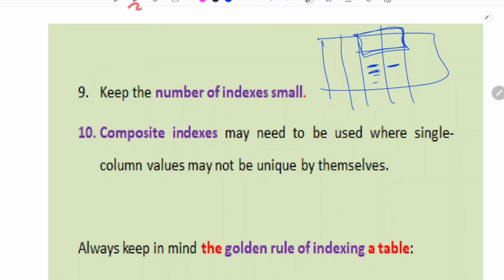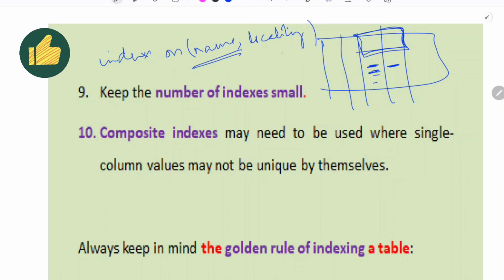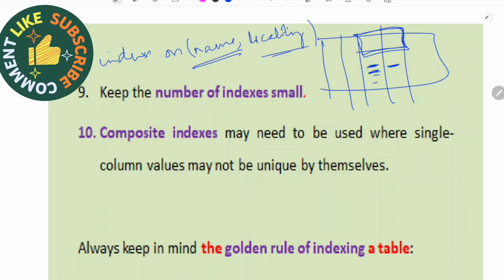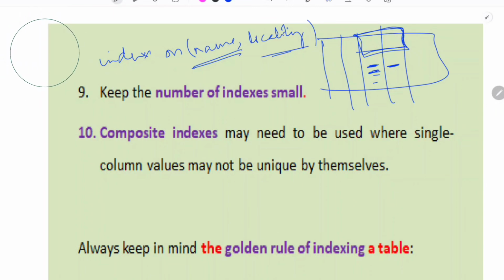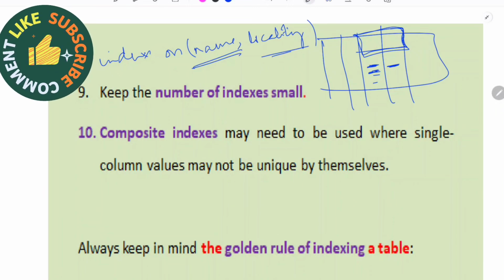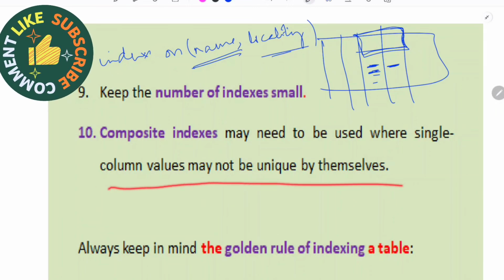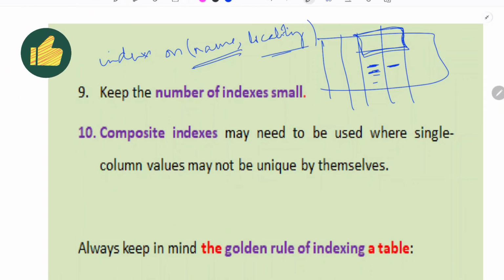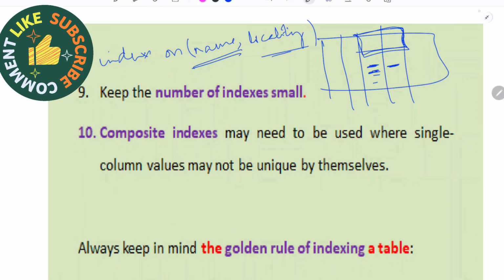For example, when creating an index on name comma locality or something like this, if the name is the same, then it will search for the locality. Clear? So in that way composite indexes will be useful when single column values are not unique or have duplicates. So these are the 10 golden rules.